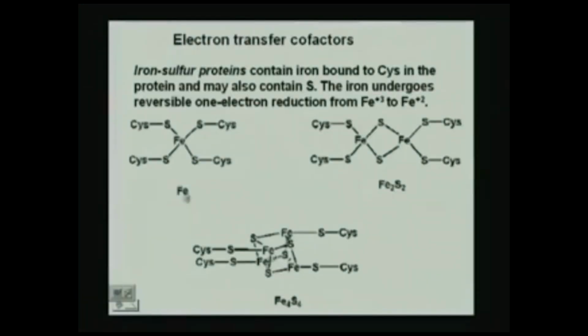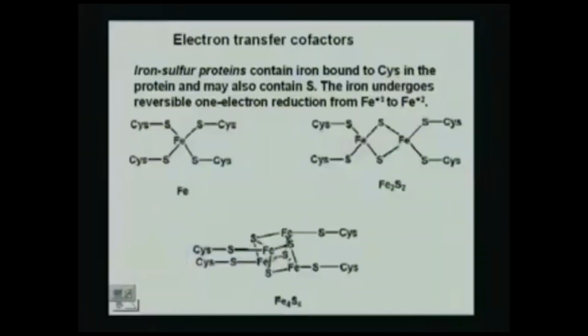The ones that have been drawn here are the Fe1 with just the Fe coordinated to the cysteines. You can have Fe2S2 where you have the iron coordinated not only to cysteines, but also to additional sulfurs. And the iron itself can undergo a reversible 1 electron reduction from Fe3+ to Fe2+. So, you understand how this can be important when we are considering electron transfer. We have a system that can take in an electron, and once Fe3+ does take in an electron, it will convert itself to Fe2+.